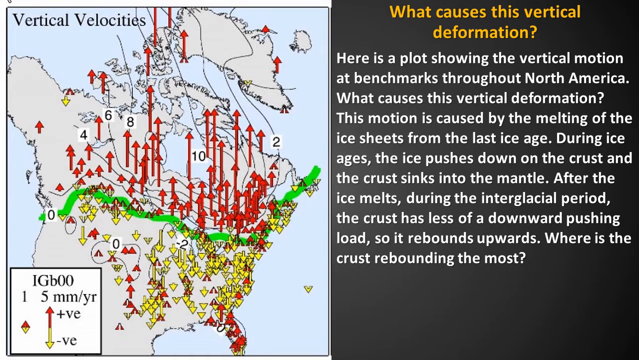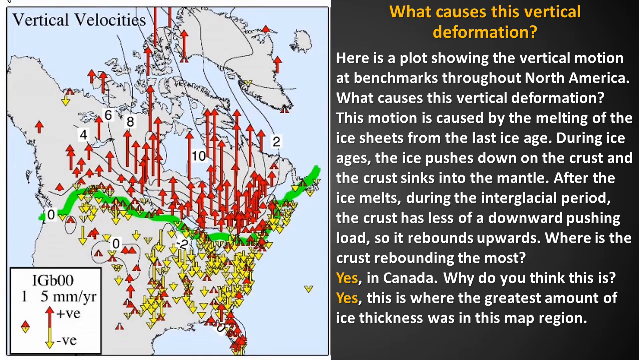During ice ages, the ice pushes down on the crust and the crust sinks into the mantle. After the ice melts during the interglacial period, the crust has less of its downward pushing load, so it rebounds upwards. Where's the crust rebounding the most? Yes, in Canada. Why do you think this is? Yes, this is where the greatest amount of ice thickness was in this map region.